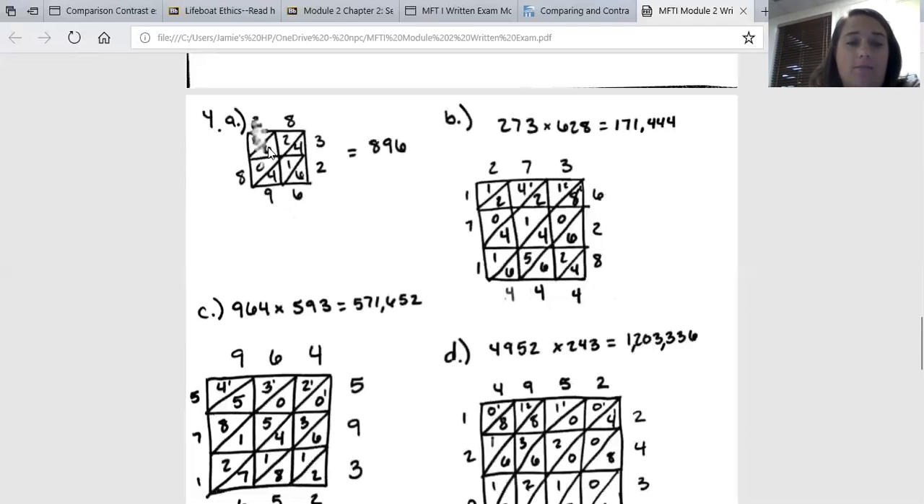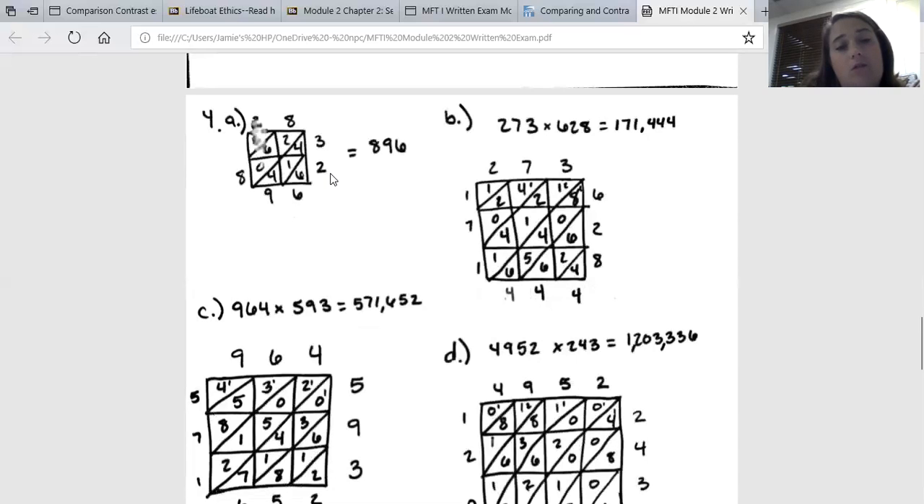I know you can't see that because it's messed up. And then you'll take 8 times 3. And so 2 goes in the top of the diagonal, 4 goes in the bottom. So 8 times 3 is 24. The 2 goes on top, the 4 goes on the bottom. 2 times 2 is 4, so 0 goes on top, 4 goes on the bottom.